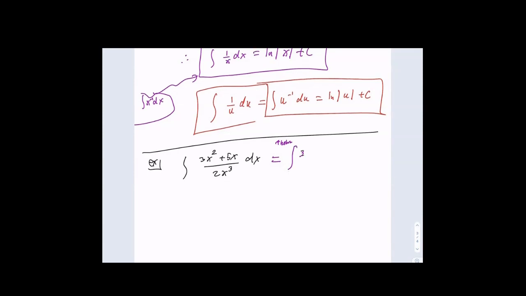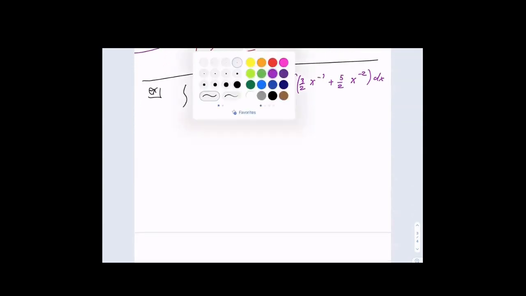So you were correct. I think you were saying 3/2 x to the negative 1. And then plus 5 over 2 x to the negative 2. Perfect. Algebra, everybody. How did I get that? That is something you need to know from an algebra standpoint: dividing each term by 2x cubed when the denominator is a single term. We've done many, many problems like that. You've got to feel comfortable doing that. And now we can integrate.